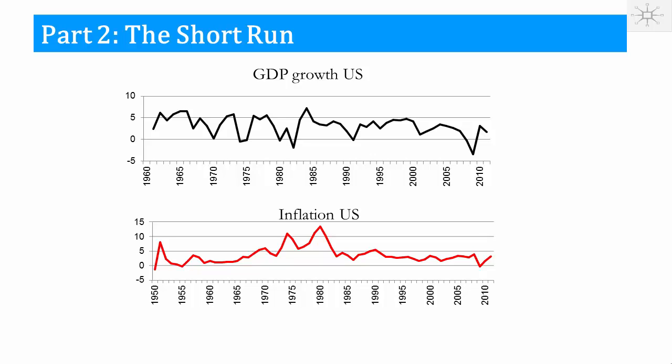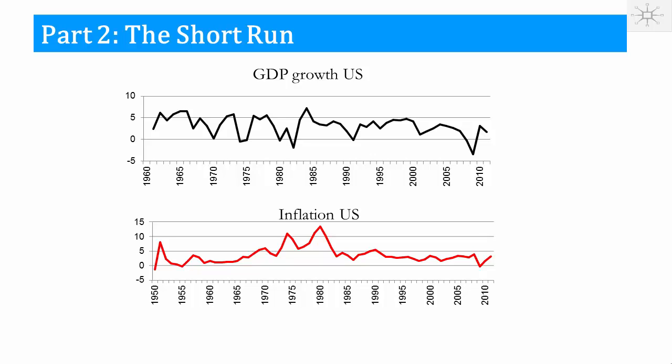And this part is concerned with fluctuations. We see in this picture that GDP growth, this is for the US, has varied quite a lot. In some years, the growth has been 5 or 6%. In the financial crisis in 2009, there was a decline of GDP of about 4% in 1 year.